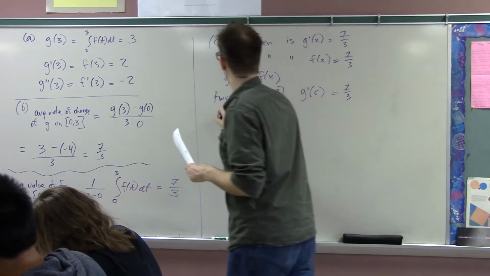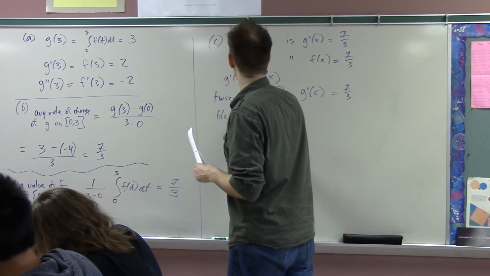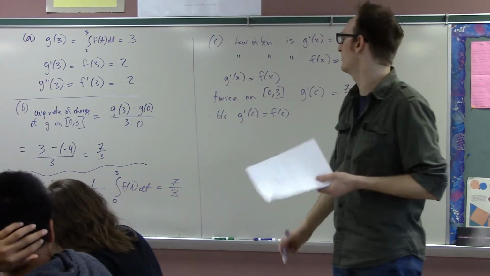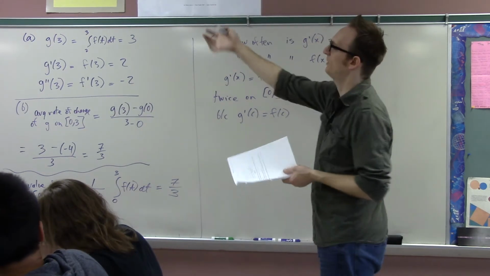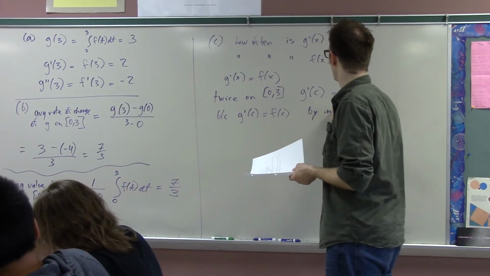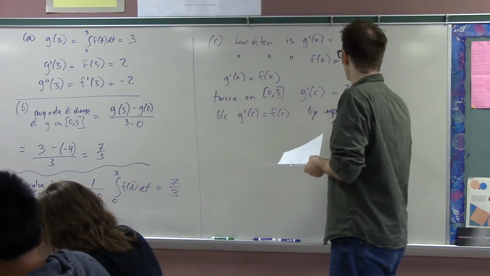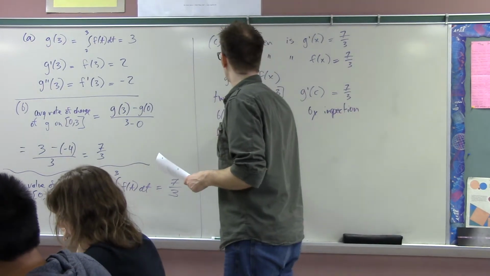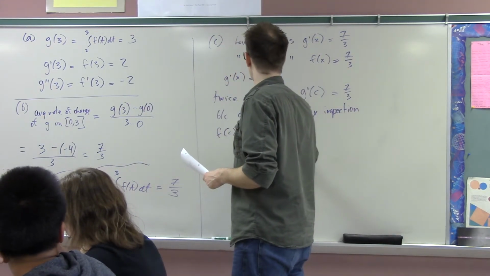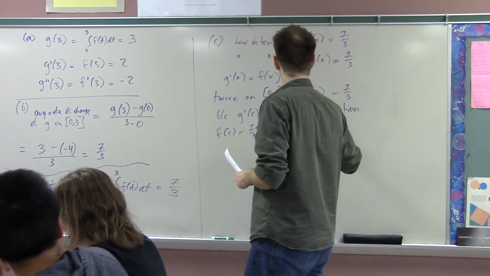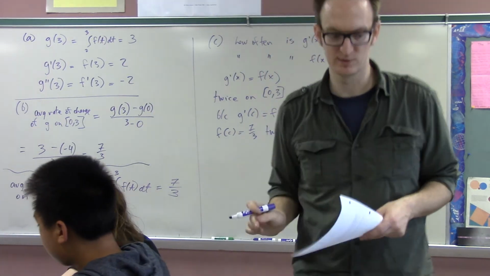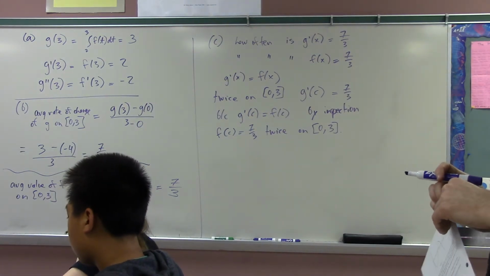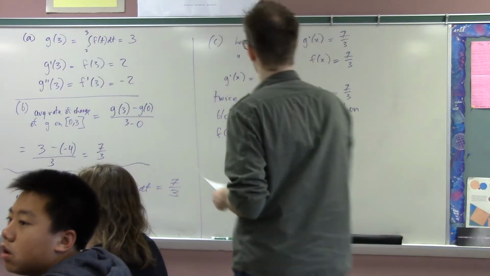You know, because G prime of C is just F of C. And I don't even think they want numbers. You can just say, by looking at the graph or by inspection, they like that phrase. By inspection is kind of like a way of saying, I just looked at the graph and I can see F of C equals 7/3, you know, twice on the interval 0, 3. Something like that. That's probably even more than sufficient. Are you guys with me? Okay, can we do part D?